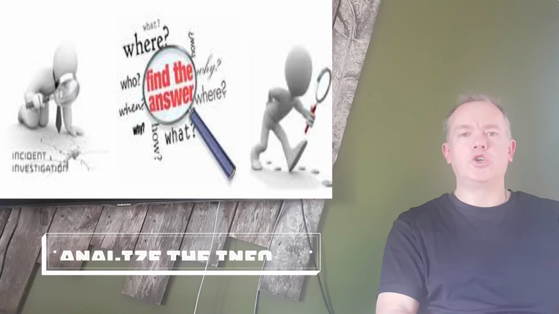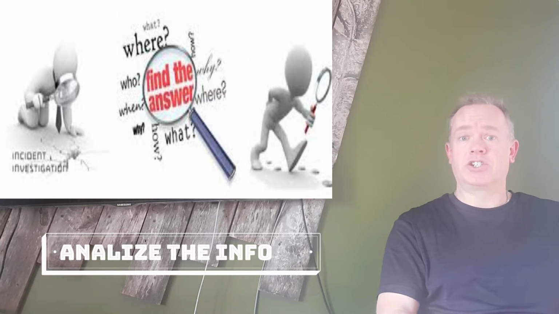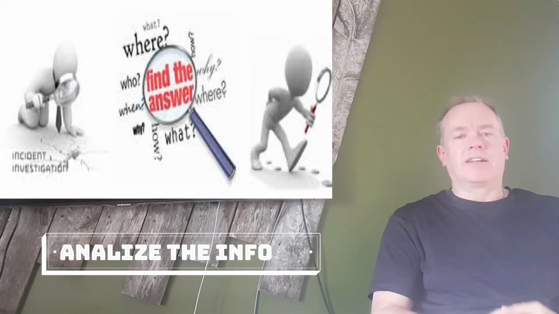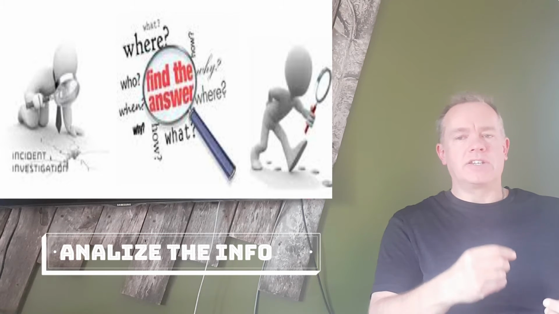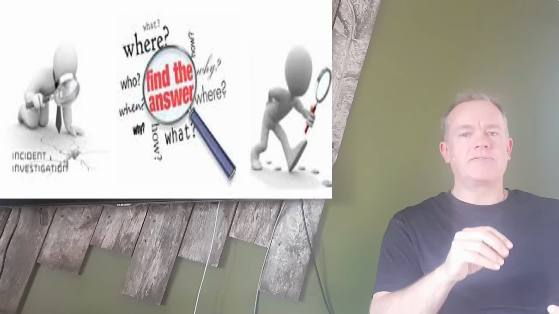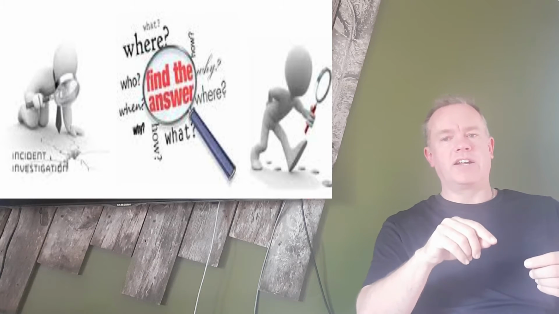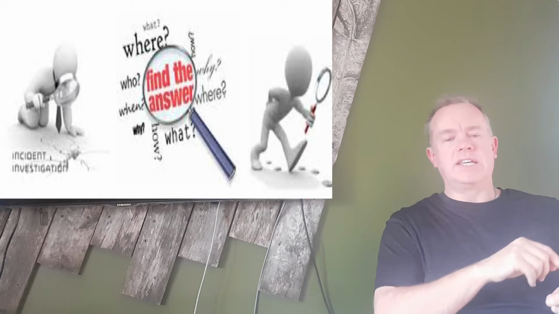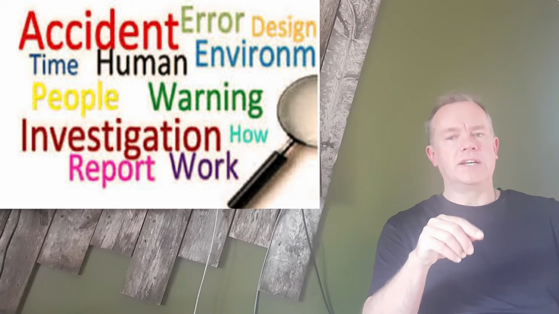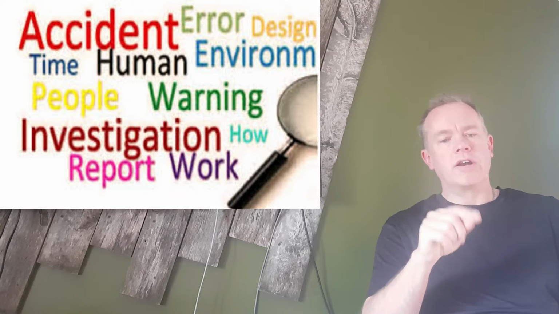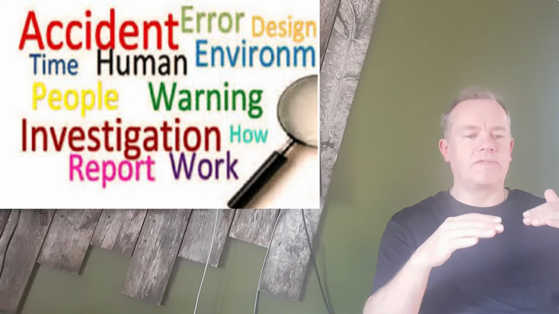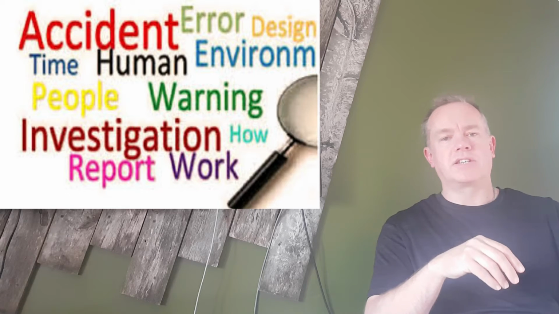Next, we need to analyze the information. Once all the information has been reviewed and clarified, now we need to analyze that information. Okay, an incident is generally a result of a series of events. As investigators, we must trace those events to the source of the incident. This is where we can discover that some of the facts of the incident that we thought were unimportant now are, right? Suddenly become a significant factor in the event itself.